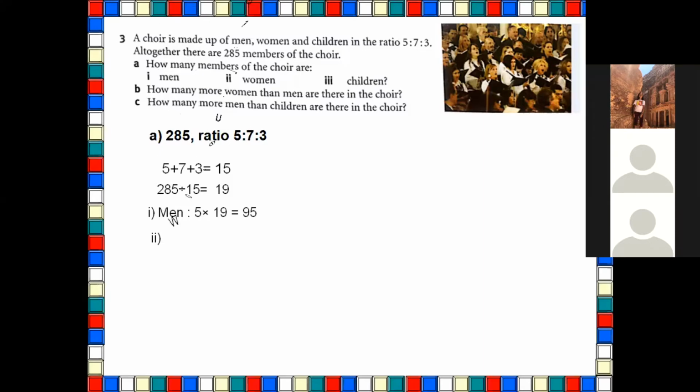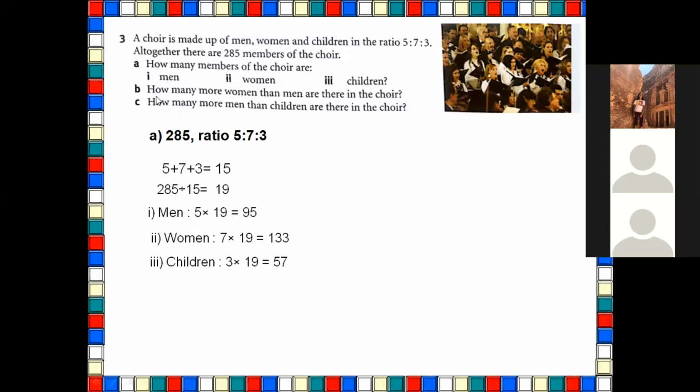The women, the second part, which is 7. 7 times 19, 133 women. Now the children, 3. So 3 times 19, it's going to be 57 children. So this is how many men, women, and children we have. We're done with part A.